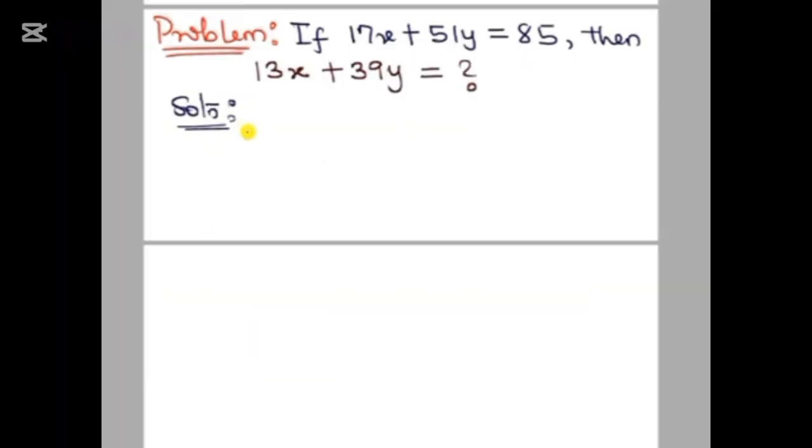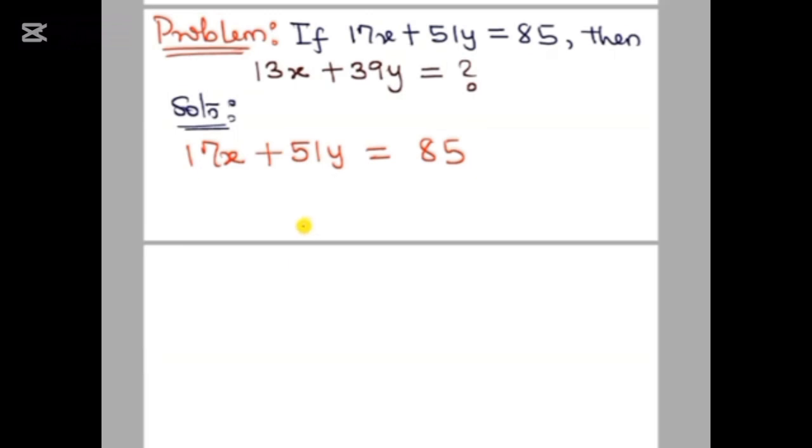All right, it says if 17x plus 51y is equal to 85, that we should find the value of 13x plus 39y. All right, so what does this expect from us? So it is easy to see that first of all, I will be asking myself, is it possible to extract a number that is common to all the numbers I have here? I have 17, 51, and 85. Is it possible to reduce it to any further term?